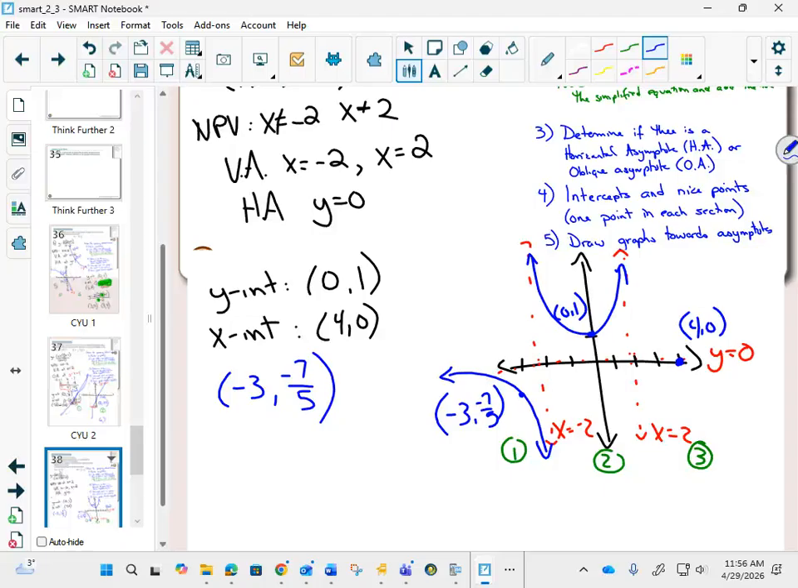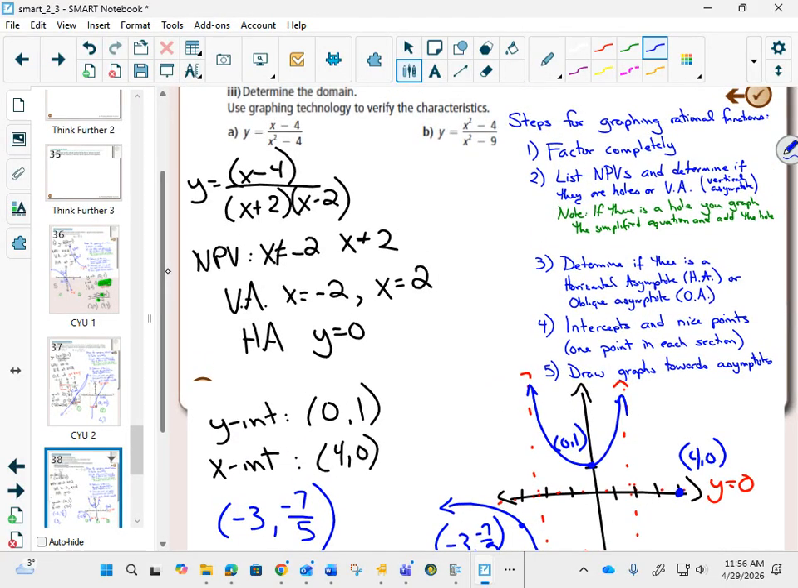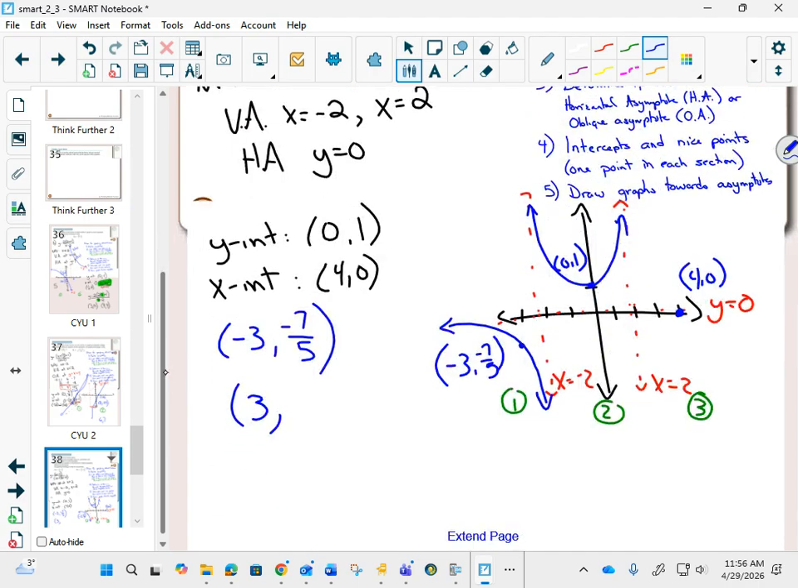Normally a point in a section is enough, but unfortunately this point is on the asymptote. I don't know if it goes up or down. So what do I have to do? I have to get another nice point. I probably will choose 3. What happens when you plug in 3? The top would be -1 and the bottom would be 5. So -1 over 5.